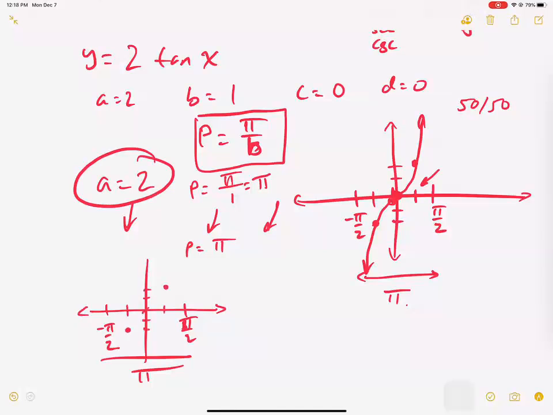This is our BTS boy band. And remember, tangent starts right in the middle, 50-50, right in the middle. So on the right side, we graph going up, and on the left side, we graph going down.